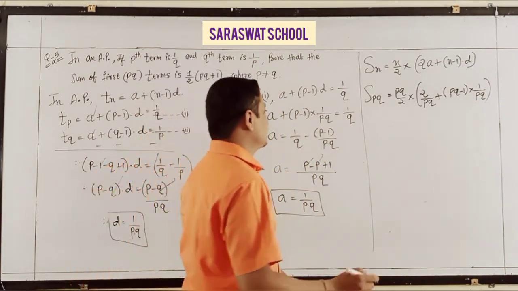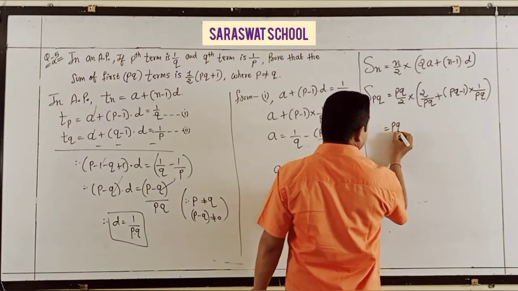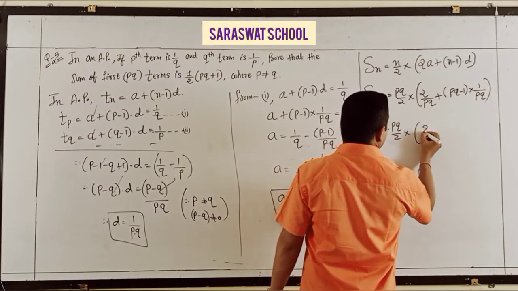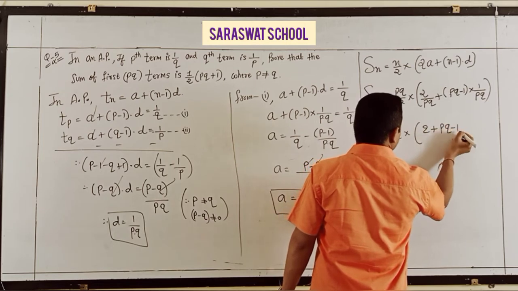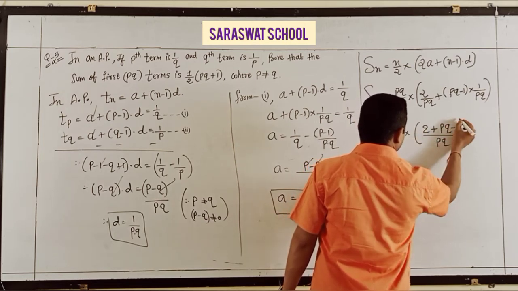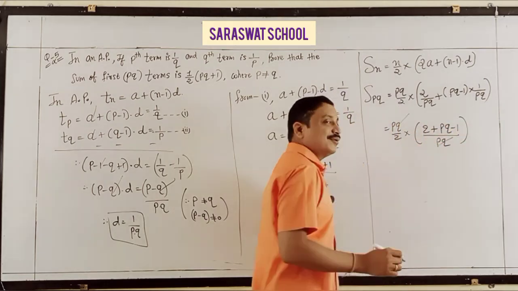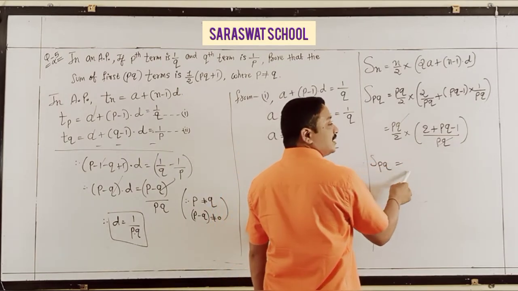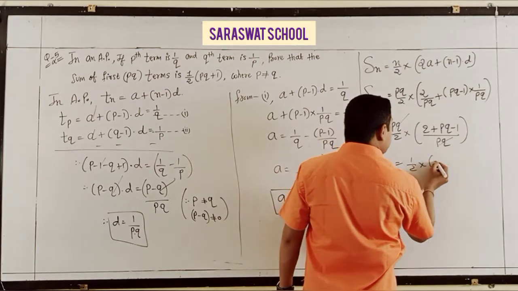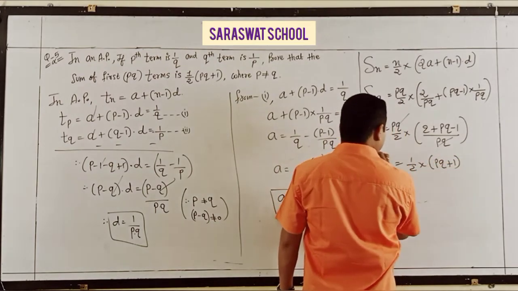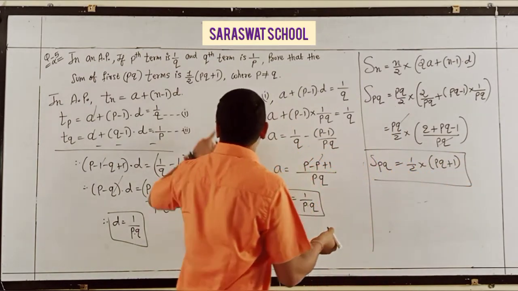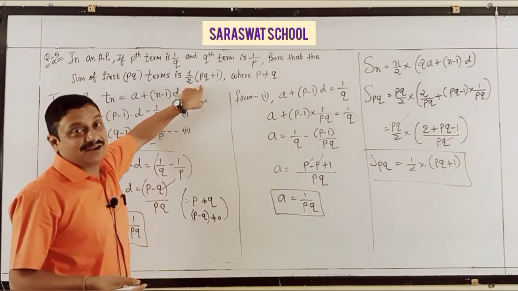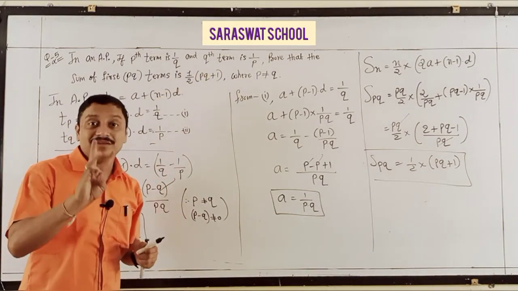Yes, so PQ by 2 same. Here 2 plus (PQ minus 1) by PQ. Finally, PQ, PQ gone. Remaining is your answer, ready, students. It is half of (PQ plus 1). And that's your check. You are getting half of (PQ plus 1), our target. Yes, students, it is an IMP for a 3 marks question.